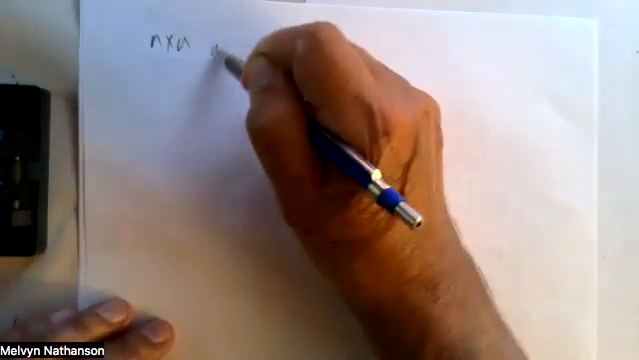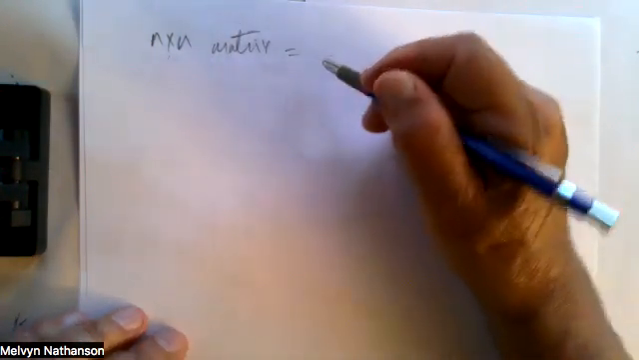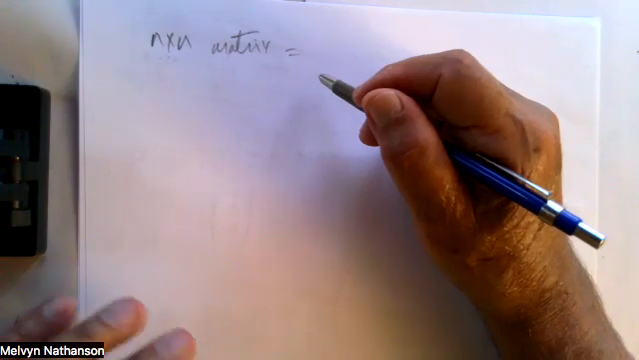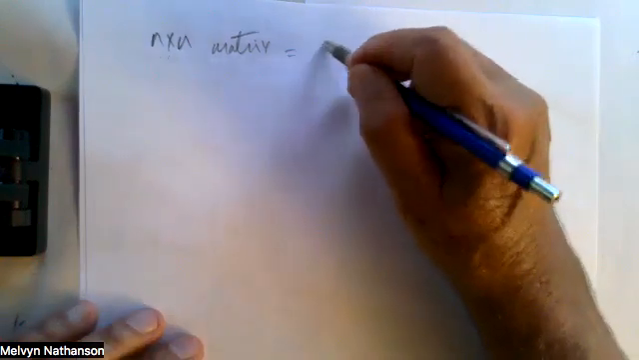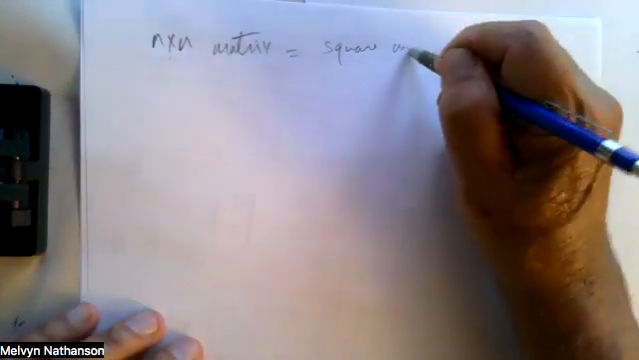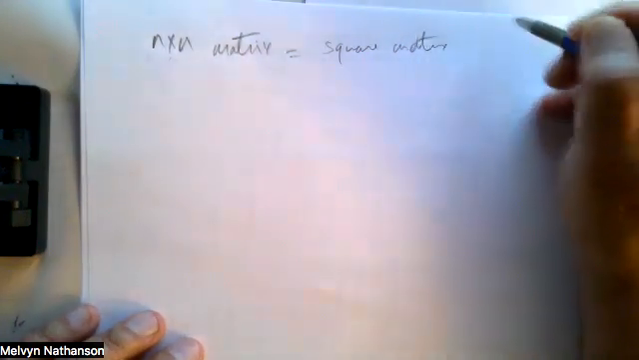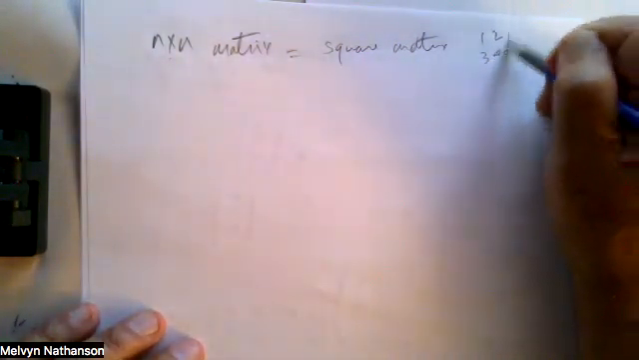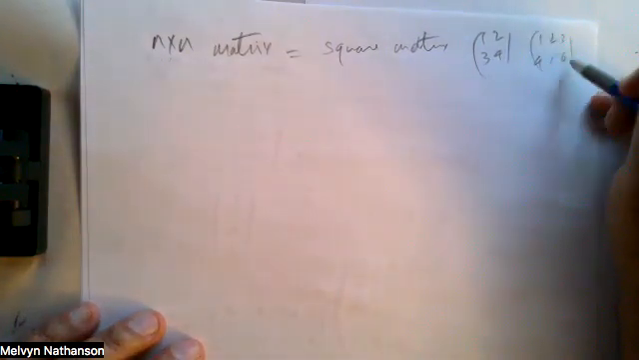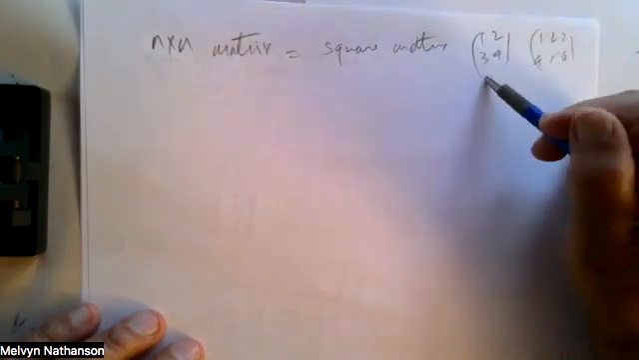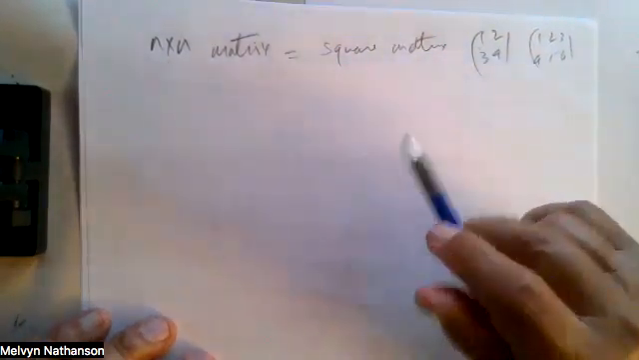So an n by n matrix. This is a matrix with the same number of rows and columns. So a rectangle where the length of the side and the height are the same, it's called a square. So an n by n matrix is also called a square matrix. So 1, 2, 3, 4 is a square matrix. 1, 2, 3, 4, 5, 6 is not a square matrix. Here the number of rows equals the number of columns. Here it does not.